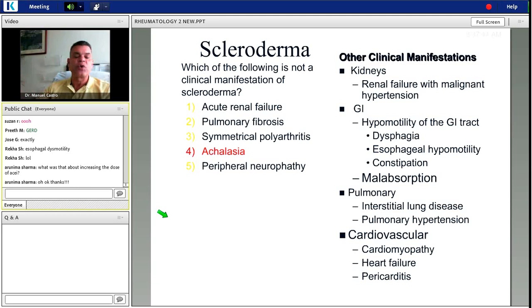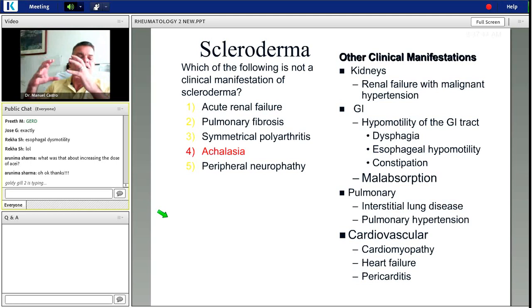Then in the cardiovascular area, you're going to have cardiomyopathy. You're going to have infiltration of fibrotic tissue in the heart, very stiff, unable to pump blood very effectively because it's stiff, right? And so you're going to have a restrictive cardiomyopathy, okay? And then these patients can develop congestive heart failure, and they can even develop pericarditis, a restrictive pericarditis. Fibrosis of the pericardium doesn't allow the pericardium to become compliant. And so the heart tries to pump, but it can't move outward to pump well, okay?